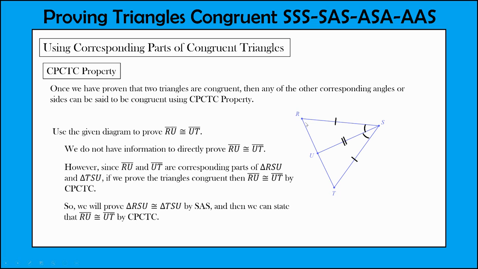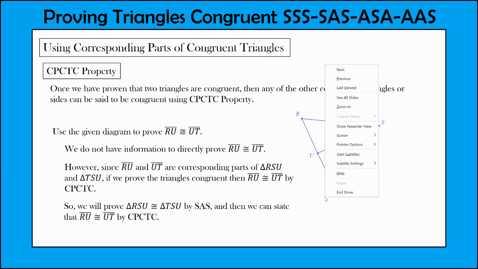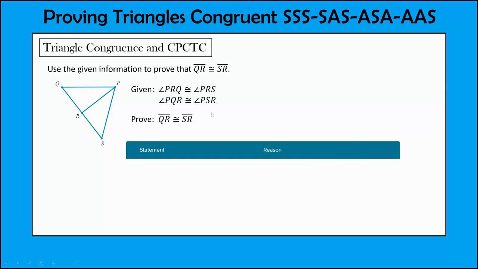Now I could have done the same thing with angle R and angle T. They have to now be congruent by CPCTC. And RUS and TUS, those two angles have to be now congruent by CPCTC. So you can conclude any of the three missing pieces are now congruent. All right, so that's CPCTC. You're going to see that used. Now let's go ahead and look at a problem that involves that.